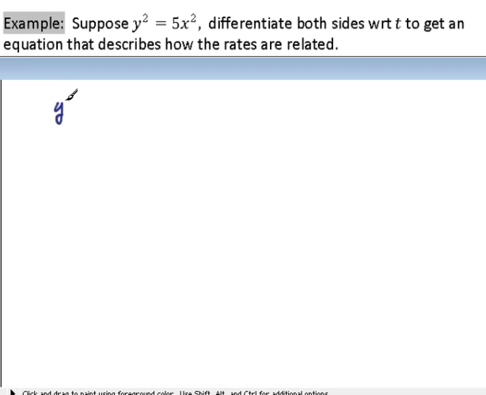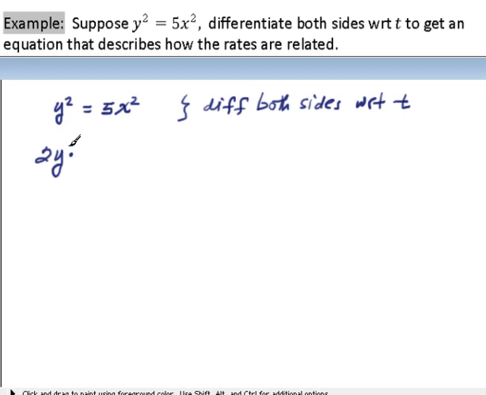Okay, so in this case we have y squared is equal to 5x squared, and we want to just differentiate both sides with respect to t. So this time we have a little bit of chain rule involved. Here, remember, y is a function of t, so the outer function is y squared and the inner function is the dependence of y on t. So first differentiate the outer function, and we have 2y, and then multiply by the inner, which would be dy/dt.